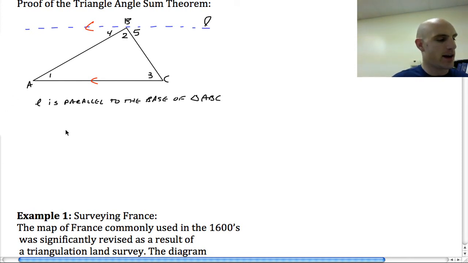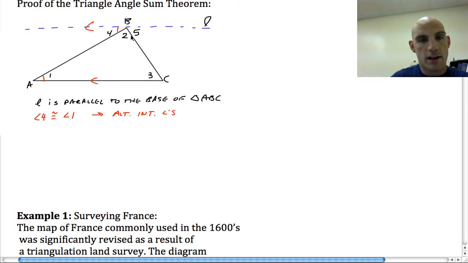So if then I go ahead and I take the next logical step, I'm going to say that angle 4 is congruent to angle 1. And the reason I can say this is because aren't they alternate interior angles? Because this is the transversal here of two parallel lines. And by that same token, I can say that 5 is congruent to 3. For the same reason, alternate interior angles.